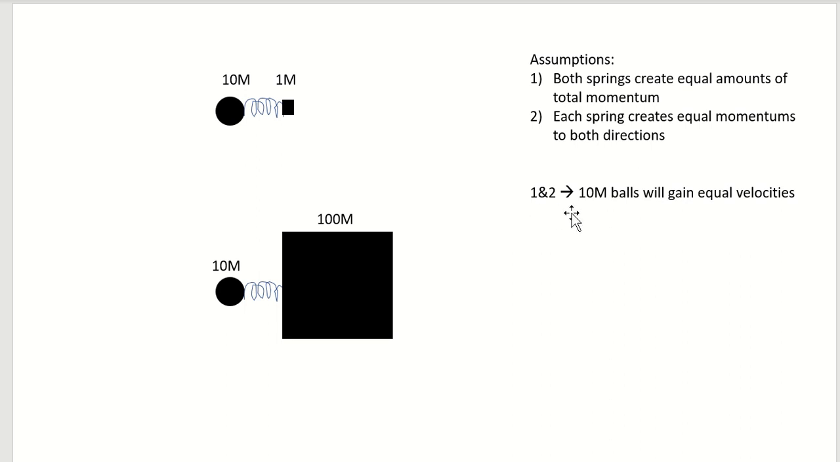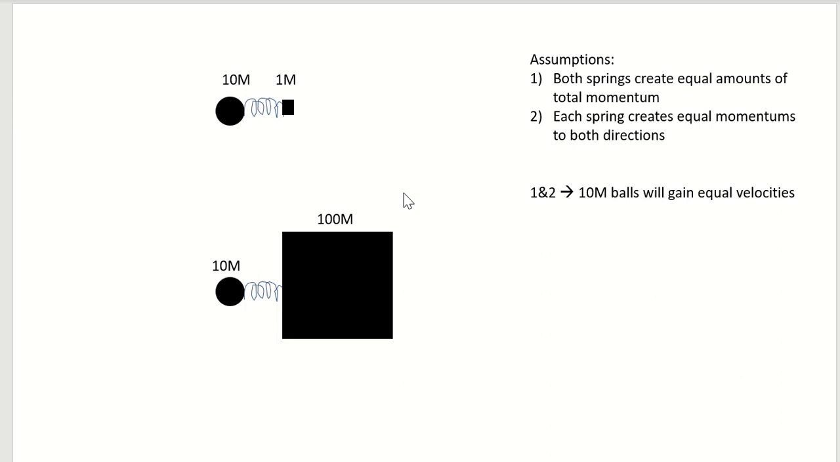Based on these assumptions, we can conclude that the 10 mass balls will gain equal velocities. So obviously they will gain equal momentums, and since they have equal masses, they will gain equal velocities. And does this make sense to you? Does this seem reasonable? That these balls here with identical springs would gain equal velocities, even though this ball here is pushing against a tiny object and this other one is pushing against a large object. I don't think that you believe this to be the case.